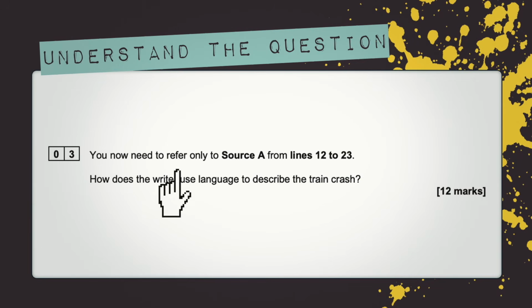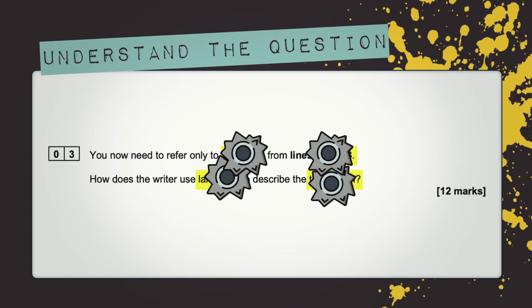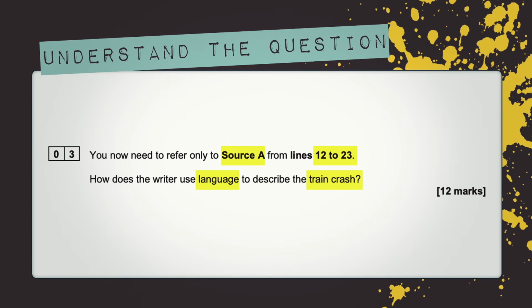So read the question carefully. Then read it again. Highlight the keywords, ring them, draw a box around them, whatever helps. Just make sure you're clear on exactly where to look and what you're being asked to do. Right, let's break it down.